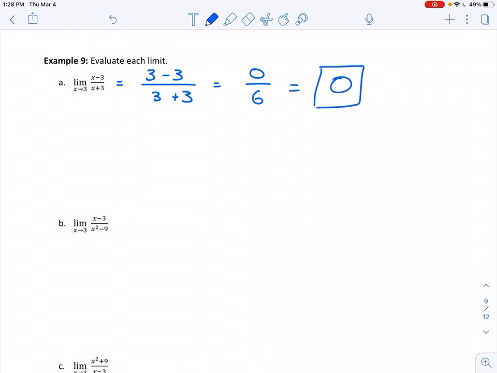So be careful here. That limit does exist, and its value is 0. It might be an easy mistake to make, but in this case, we're just going to say that limit is 0. And that's it.